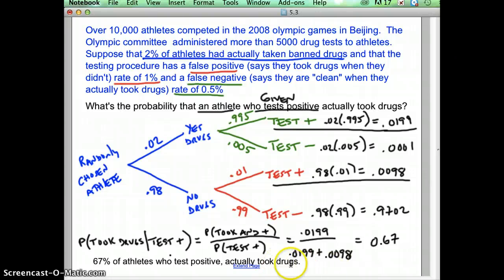Okay, so again, out of all the people that tested positive, or out of the probabilities that tested positive, these two, that's the total that tested positive, what percent actually took drugs? So this out of the total. So 67% of athletes who test positive actually took drugs.